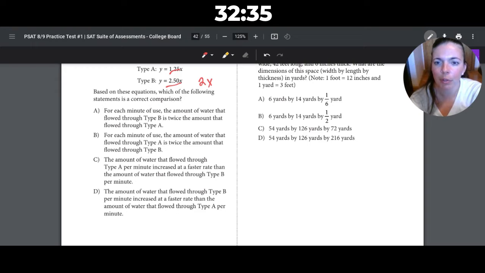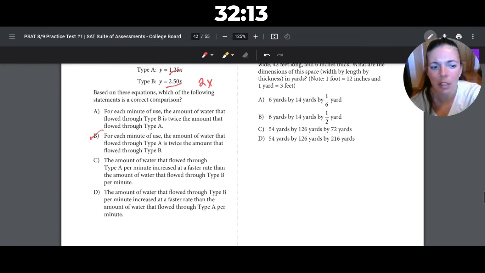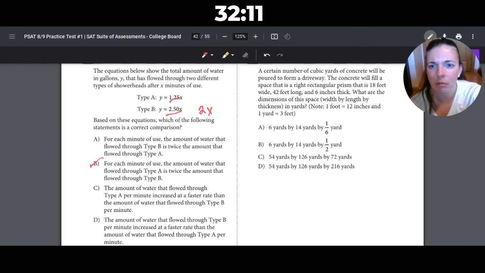For each minute of use, the amount of water that flowed through type B is twice the amount that flowed through type A. Well, it sounds kind of like what I just said, so let's leave that one. Each minute of use, the amount of water that flowed through type A is twice the amount. No, definitely B has more, type B has more, so it's not option B. The amount of water that flowed through type A per minute increased at a faster rate. It doesn't say that it's increasing.